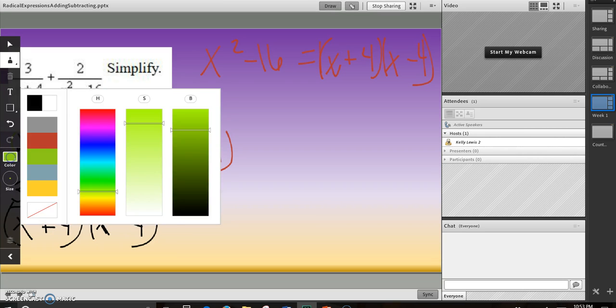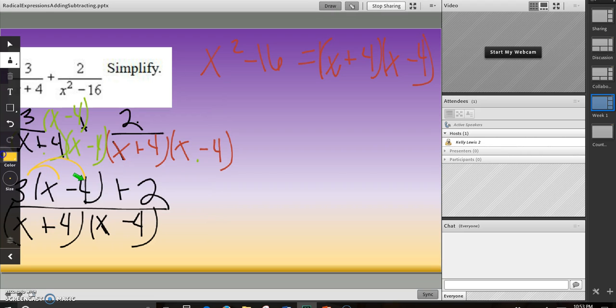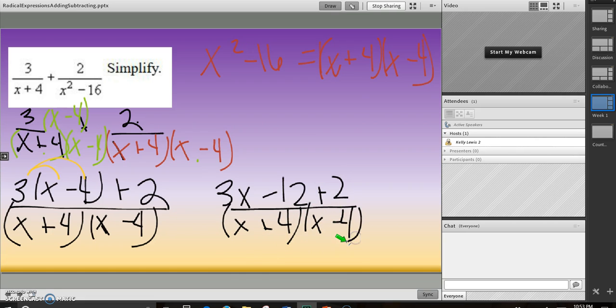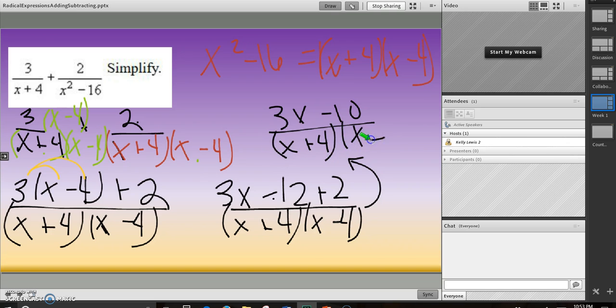I need to distribute that 3. 3 times x is 3x. 3 times negative 4 is negative 12 plus 2. Over x plus 4, x minus 4. So negative 12 plus 2 is negative 10. That doesn't factor at all. And then we have x plus 4, x minus 4, and just leave it alone.